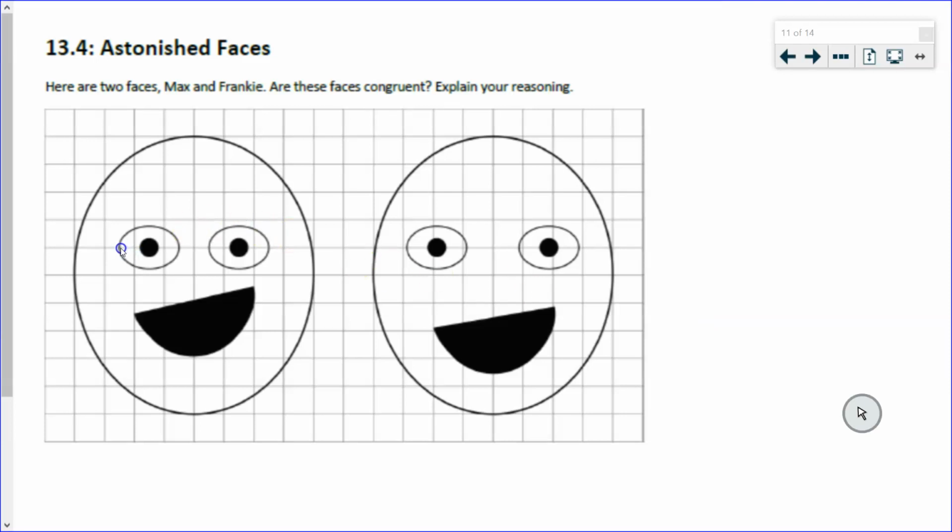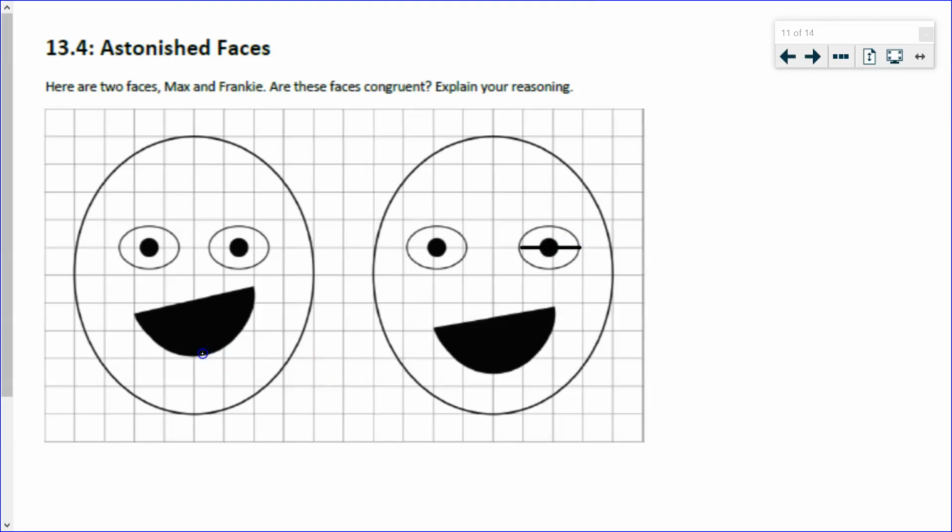Watch this. Look at the eyes. I'm going from this distance to this distance. And isn't that exactly the same as this? Yeah, so they're congruent, obviously. And even this eye, it's that wide, and this eye is the same width. So obviously they're congruent, right? No. Why are you still saying no? I just proved it to you.